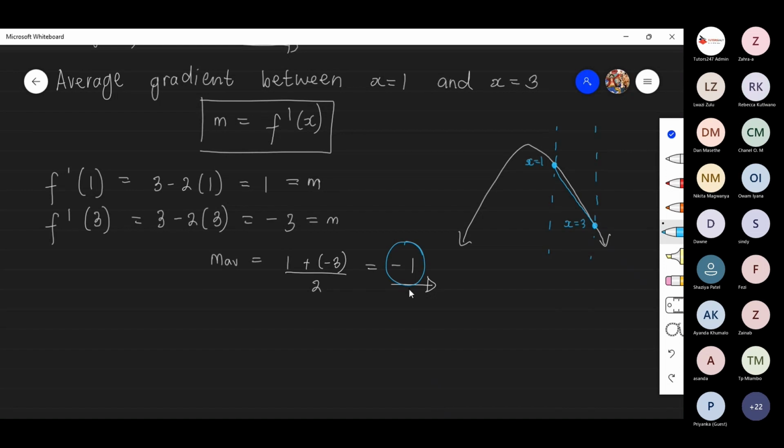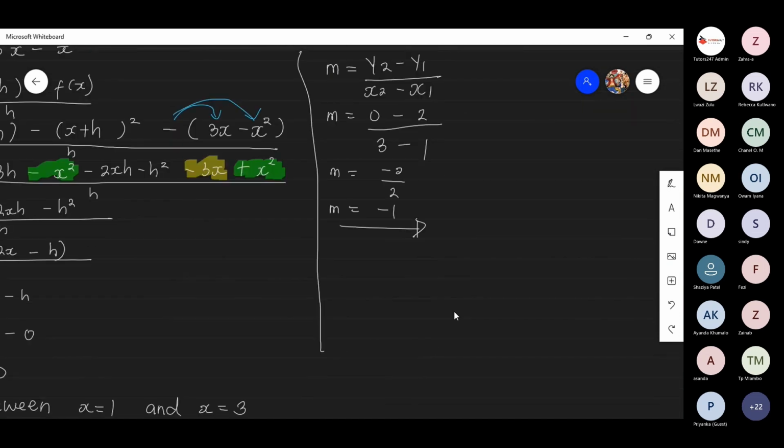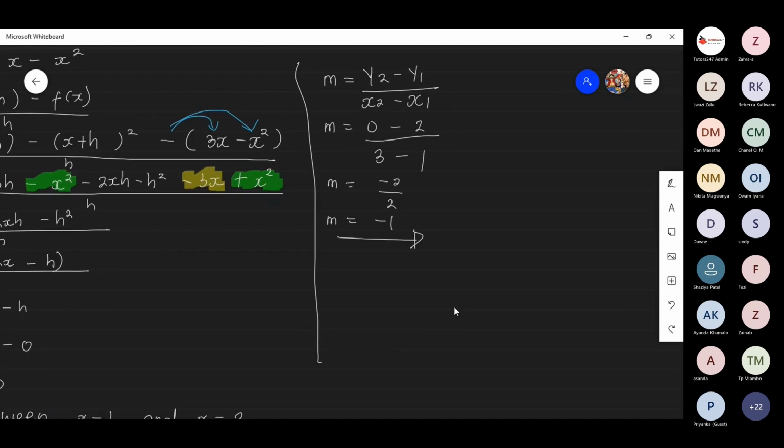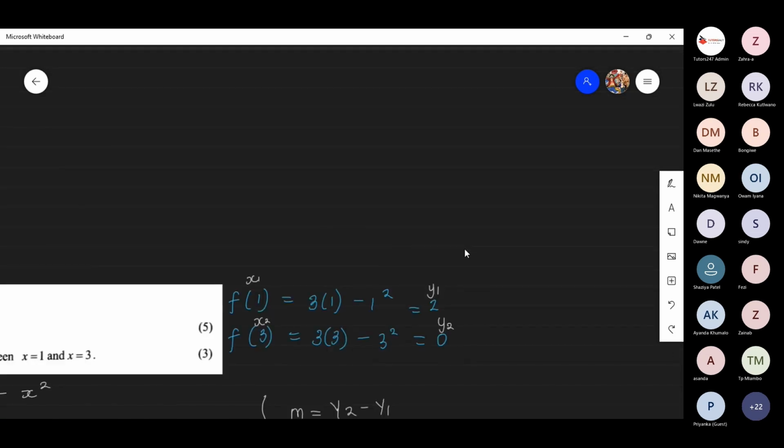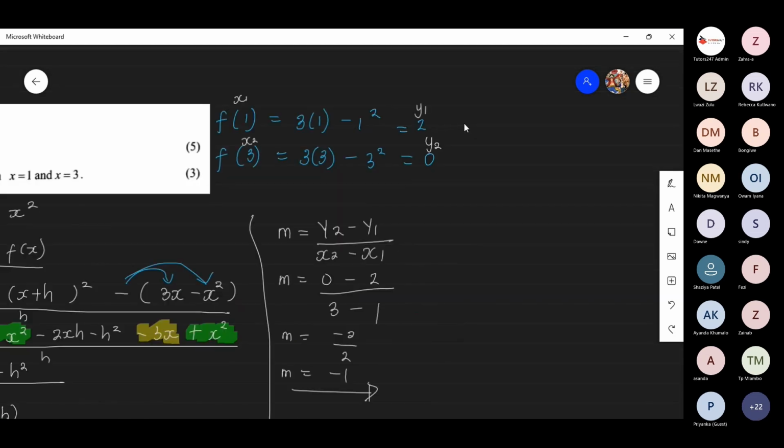If you don't want to use the derivative approach, you can use the normal gradient approach. But keep in mind, if you are going to use the normal gradient approach, because you are given the x values only, you now need to substitute those 2 x values into the function in order to obtain the y values. Okay.